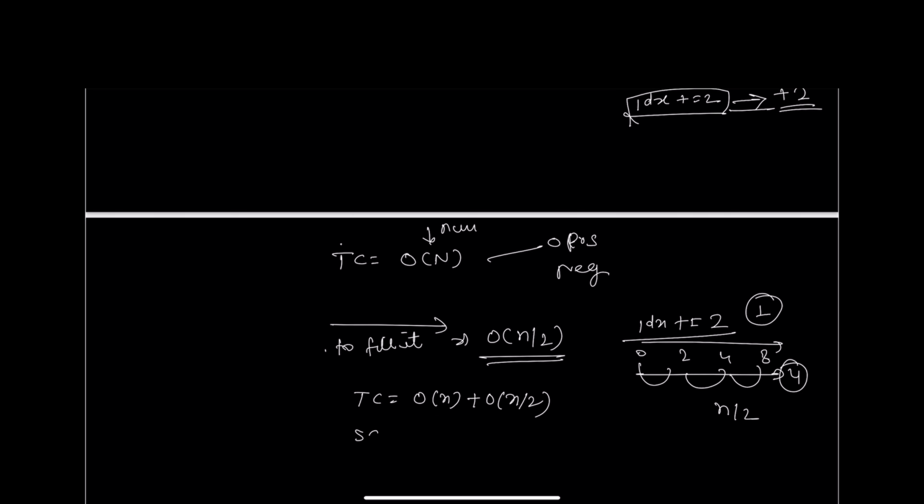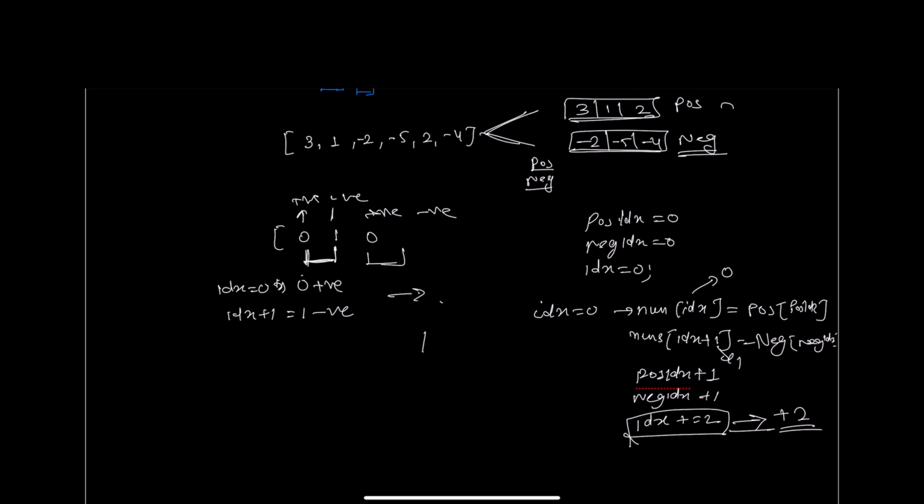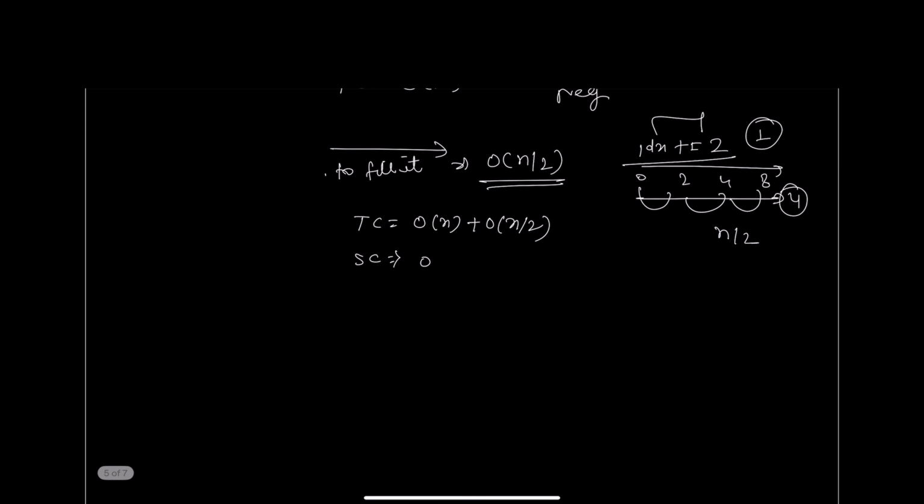Now what is our space complexity? We use two different arrays, one positive and one negative. So this is n by 2, this is also n by 2. So it goes O of n by 2 plus O of n by 2. So overall O of n space complexity. So this is the brute force.